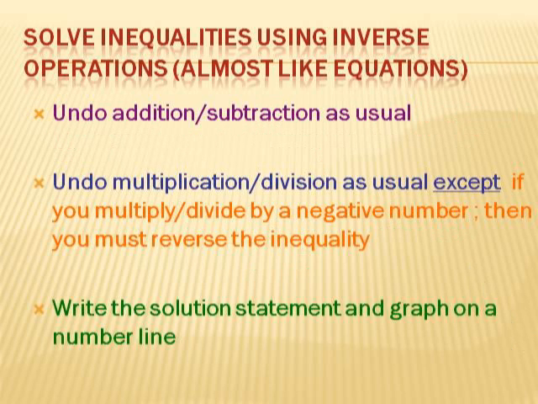So when we are solving an inequality, we will undo addition or subtraction just like we always do. We will undo multiplication and division as usual, except if the number we're using in the inverse operation is a negative number, we must reverse the inequality sign. And because these are inequalities, we will usually need to graph our solution. So let's look at this example.